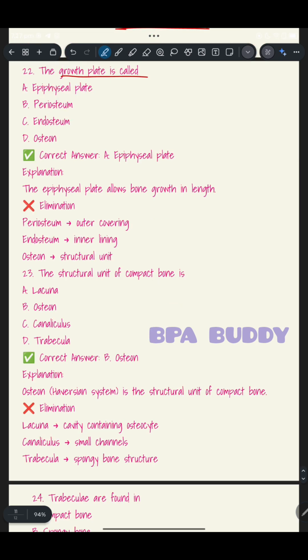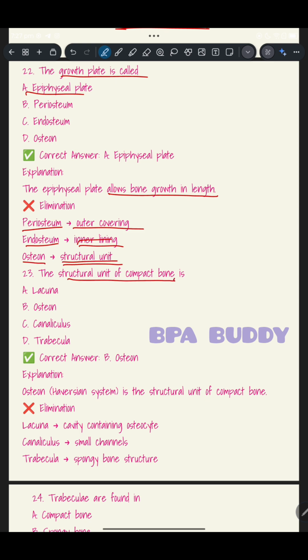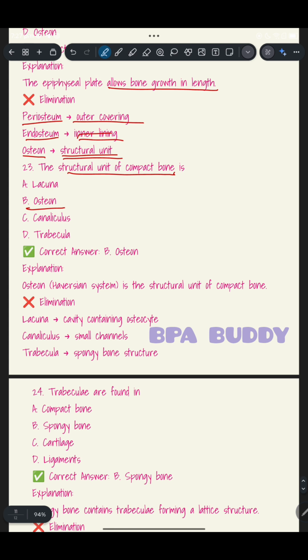Growth plate is called epiphyseal plate. Epiphyseal plate allows bone to grow in length. Periosteum is the outer covering of the bone, and endosteum is the inner lining of the bone, and osteon is the structural unit. Structural unit of a compact bone is osteon. Osteon, which is present in Haversian system, is the structural unit of compact bone.